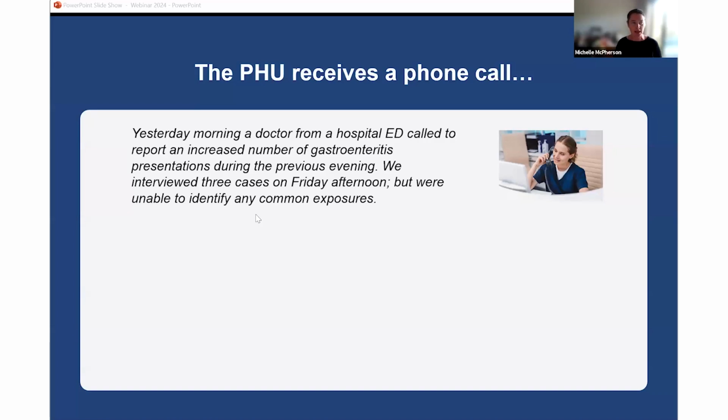This is the example that I'm going to work through today. You're working at the PHU, the Public Health Unit, and you received a phone call yesterday morning from a doctor in an emergency department. They called to report an increased number of gastroenteritis presentations during the previous evening. We went on and interviewed 3 of those cases on Friday afternoon, but we were unable to identify any common exposures. So my question to you, hopefully that poll has launched, is based on this information from this initial phone call, do you think that this is an outbreak? The options are yes, no, or unsure.